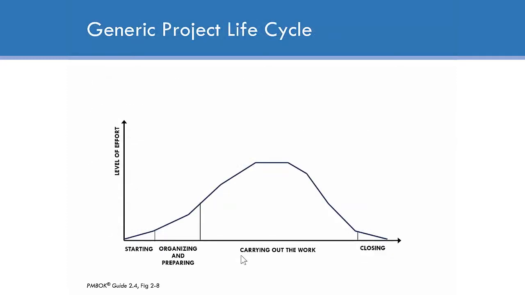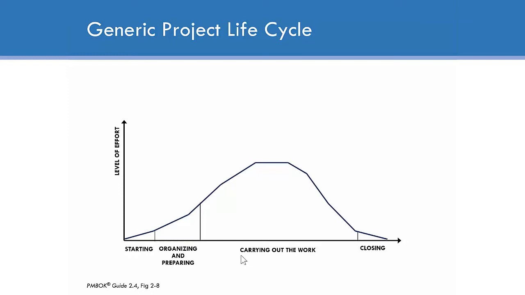So most project phases can be mapped to this. This is what the project management body of knowledge calls a sample generic life cycle. And let's face it, most projects would have a phase when things are just getting started, and a phase where we're organizing and preparing, and a phase at the end which is closing.